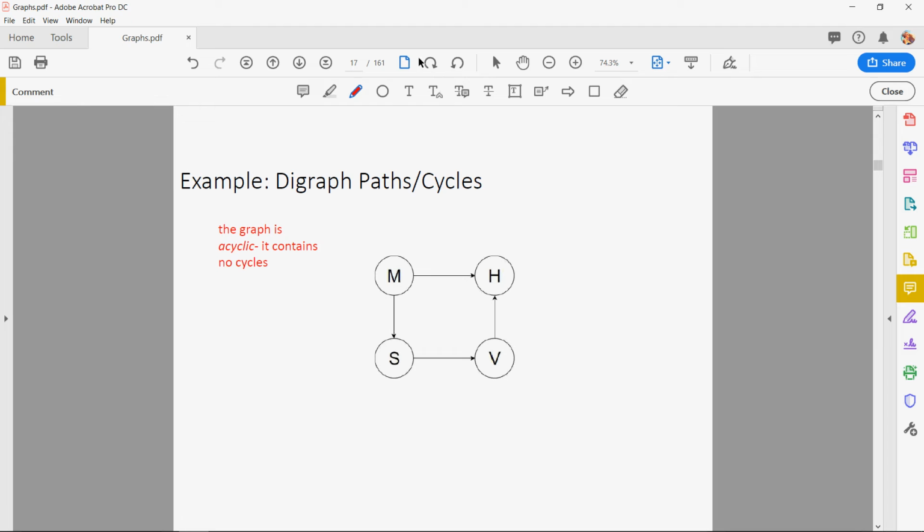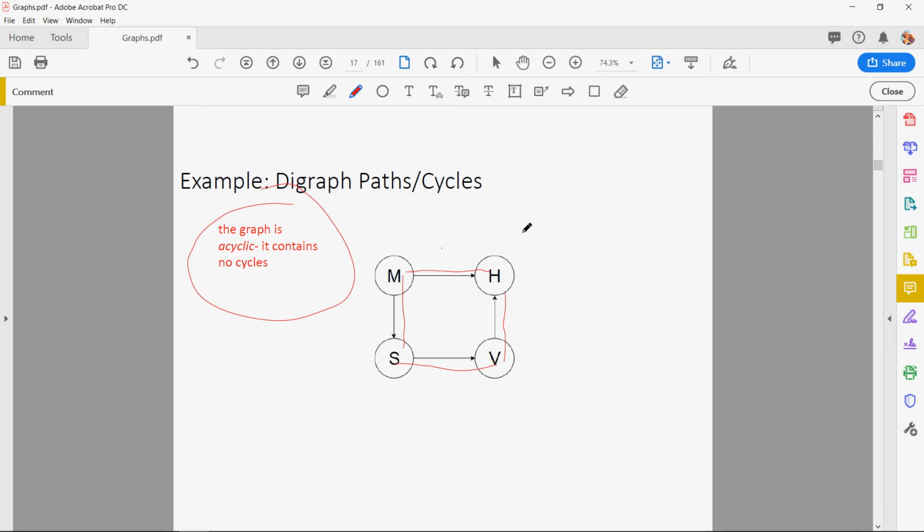If you trace through all the various paths, you can get from M to H, but then can't go any further; from M to S, can't go any further; S to V, can't go any further; V to H, but you can't ever get back to M. So this graph does not have any cycles. Again, we have to take the directionality of the edges into account. Taking that directionality into account, this graph doesn't have any cycles, so this graph would be called acyclic. If your graph does not have any cycles at all, it's considered acyclic. If it has at least one cycle, it's considered cyclic.